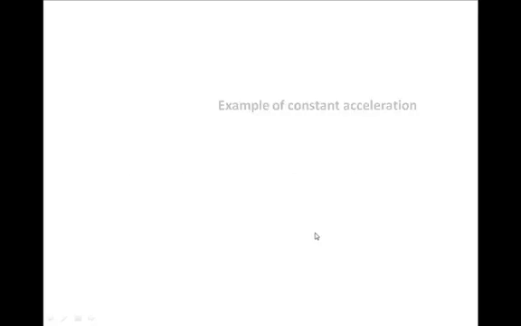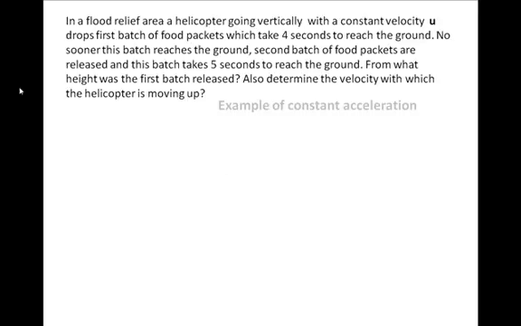So let's start with the first one, where we have an example of constant acceleration, and to demonstrate we have taken this problem. It says in a flood relief area, a helicopter going vertically with a constant velocity u drops a first batch of food packets which take 4 seconds to reach the ground. No sooner does this batch reach the ground than a second batch of food packets is released, and this batch takes 5 seconds to reach the ground. The question is, from what height was the first batch released, and also determine the velocity with which the helicopter is moving up.